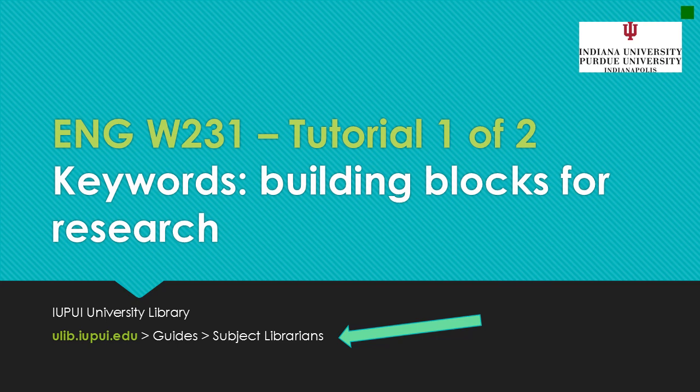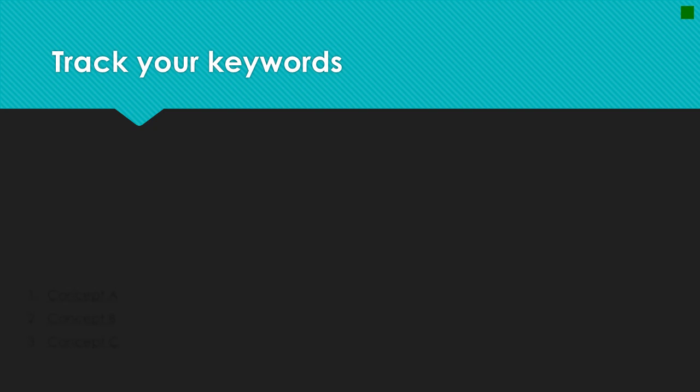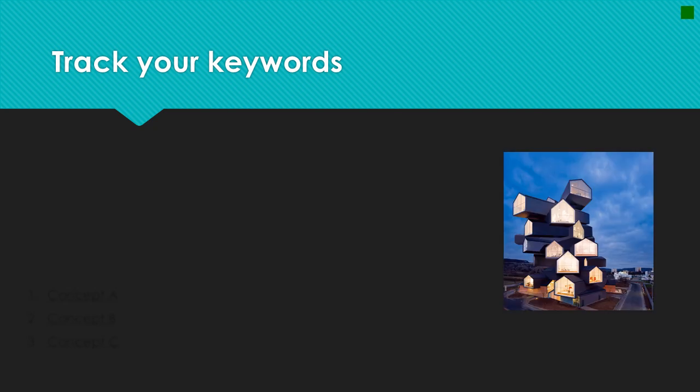This is the first of 2 tutorials for English W231. You may not have spent much time in the past thinking about your keywords, but we're going to take a few moments to do just that. Keywords are really important. They help you target the information you want in a variety of resources. Not only do they open the way to finding scholarship or written academic resources on a topic, but they also are the building blocks for your assignments.